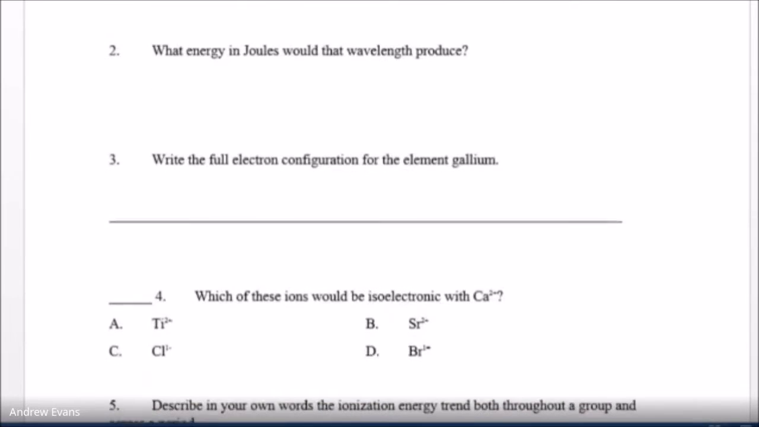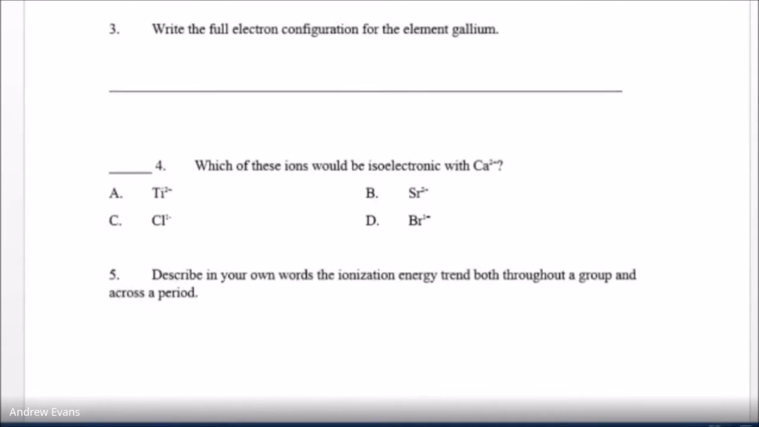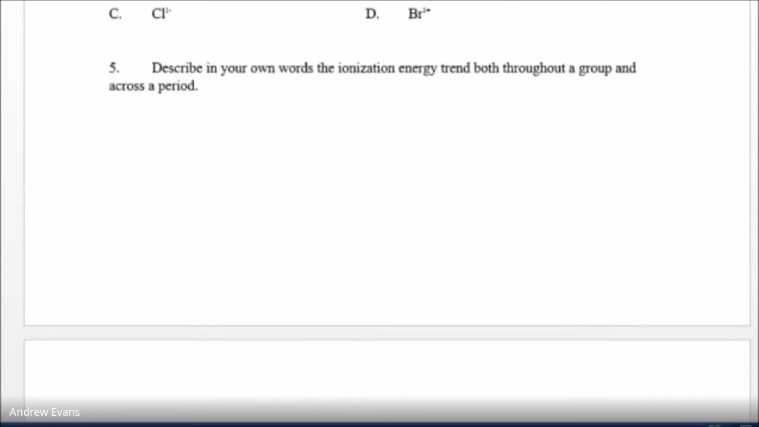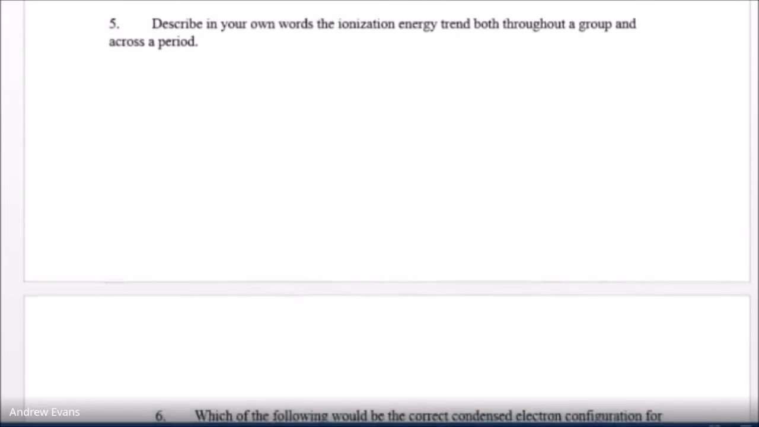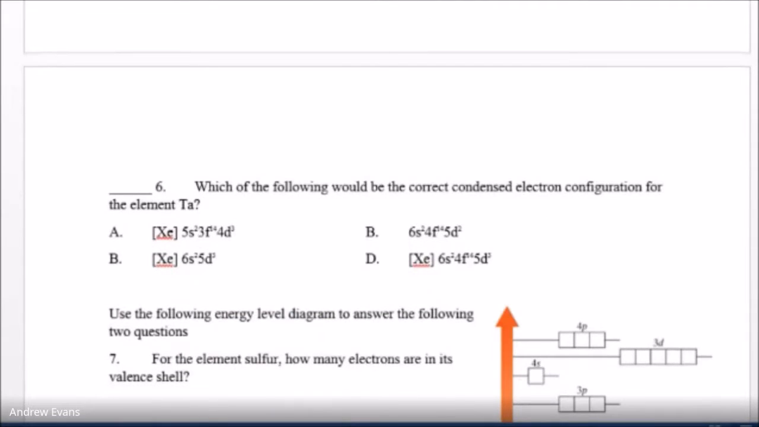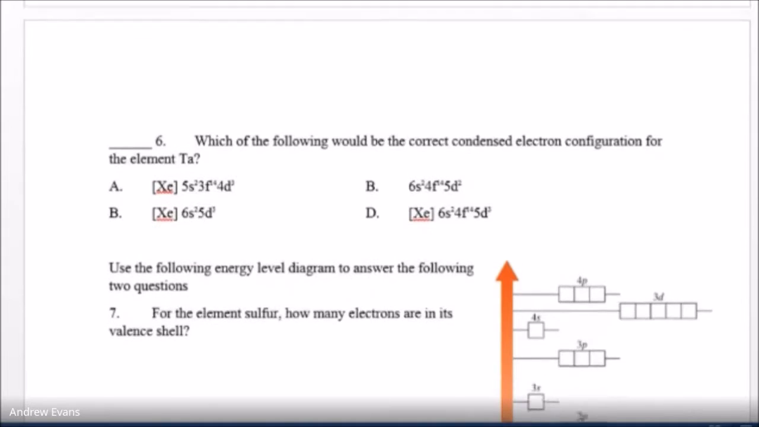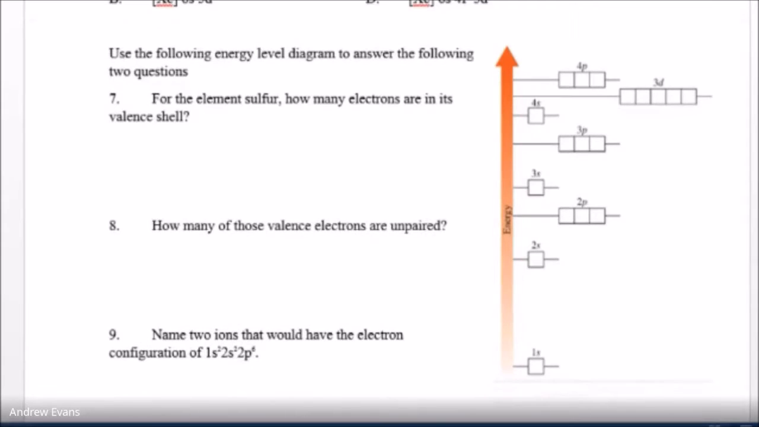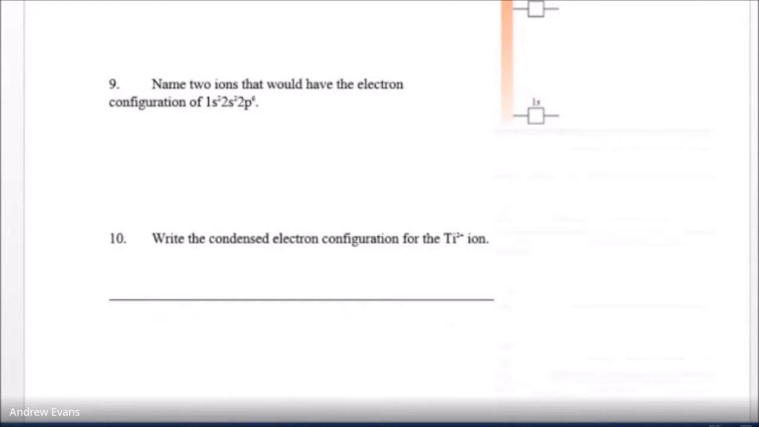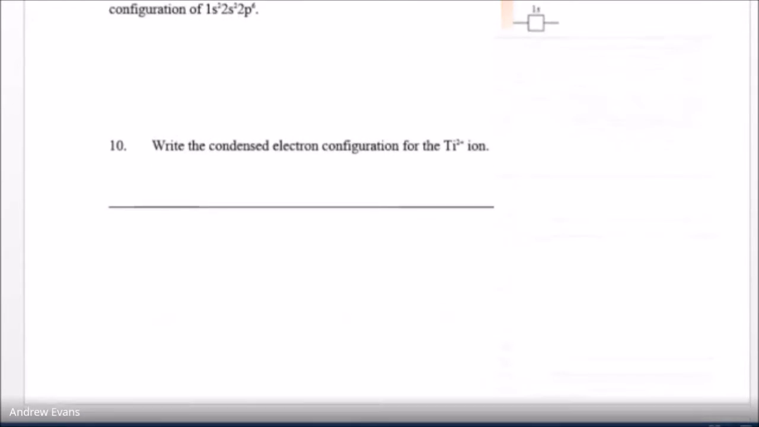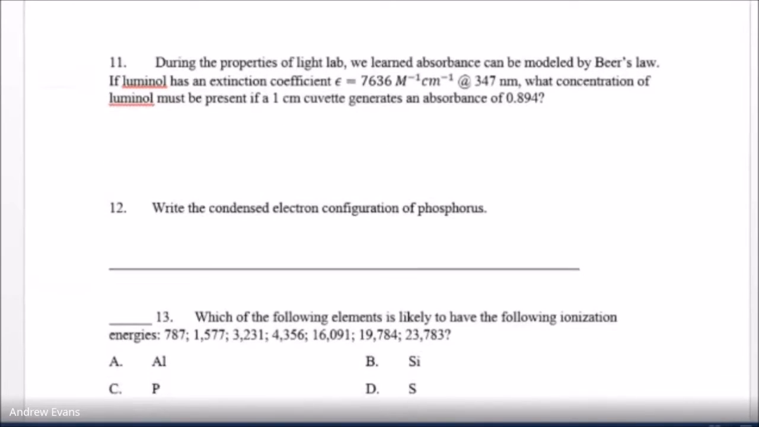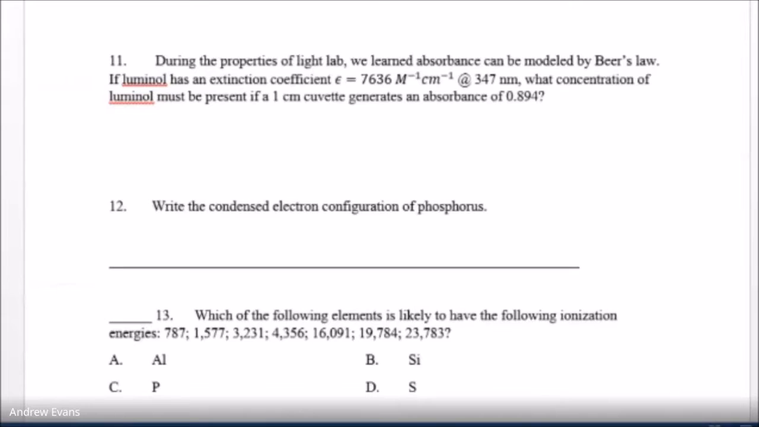frequency and wavelengths into energy, and frequency into wavelength and energy. We have an electron configuration problem. We have an isoelectronic problem. We have a trend problem. We have a condensed electron configuration problem. We have an electron diagram and pairing electron problem. We have an electron configuration of an ion problem. We have a condensed electron configuration problem for number 10. Number 11, we will not see at all because we have not done that in lab.